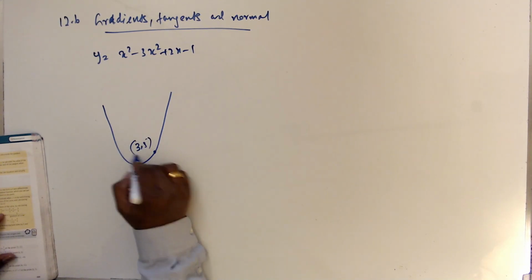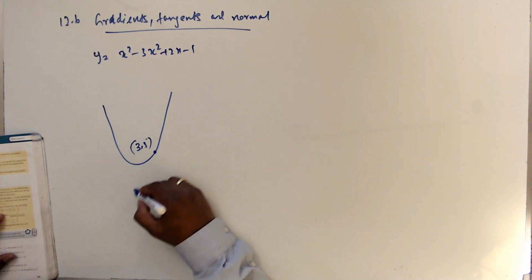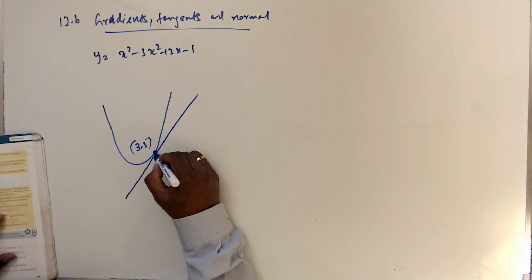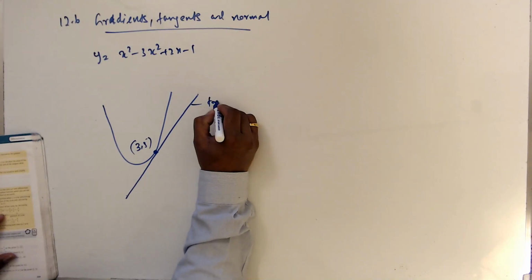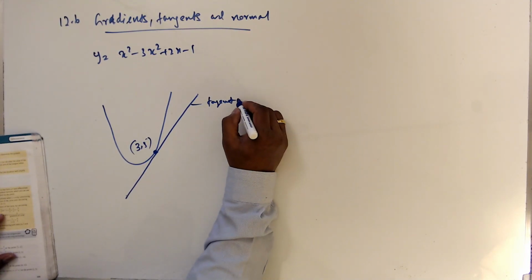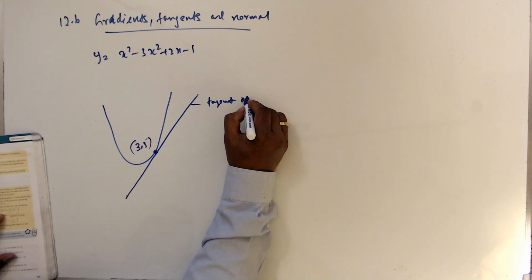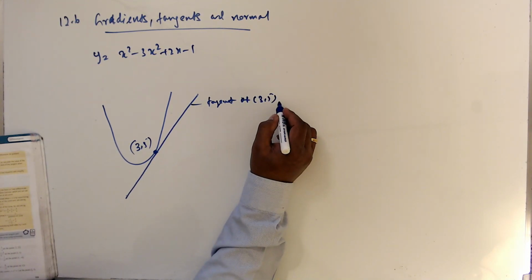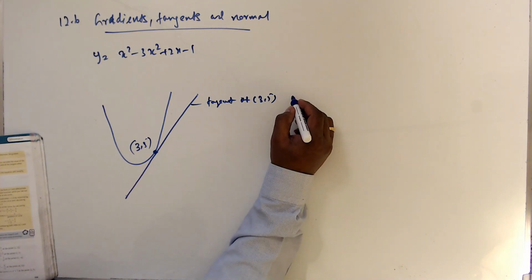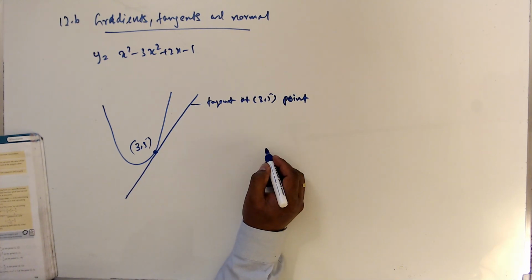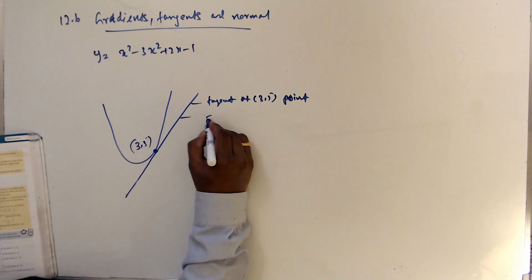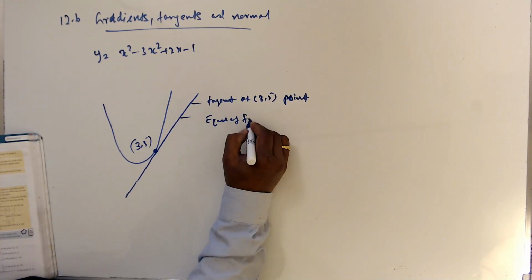I'll consider a point (3, 5), and I want to find the equation of the tangent line at the point (3, 5). Now, how do we find the equation of the tangent line?